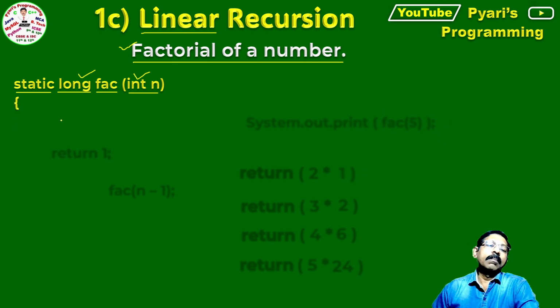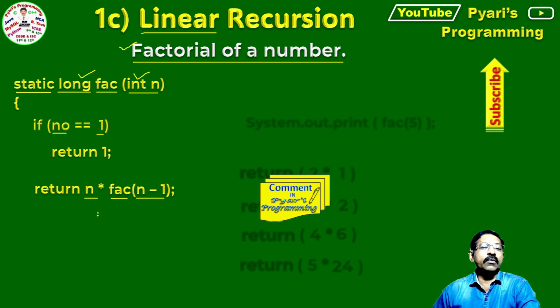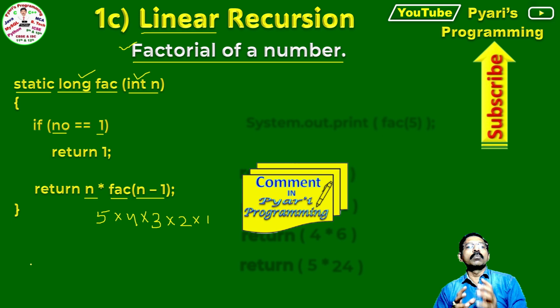Next, the body of the method begins. Base condition: if the number is equal to 1, then it will return 1. Otherwise, it will return n into the recursive call, that is fac of n minus 1. Why n minus 1? Because if I want to find out the factorial of 5, then I have to multiply 5 into 4 into 3 into 2 into 1 like this. Because of that reason, every time it is minus 1. After that, I will close it. Look at this, how little the code is.